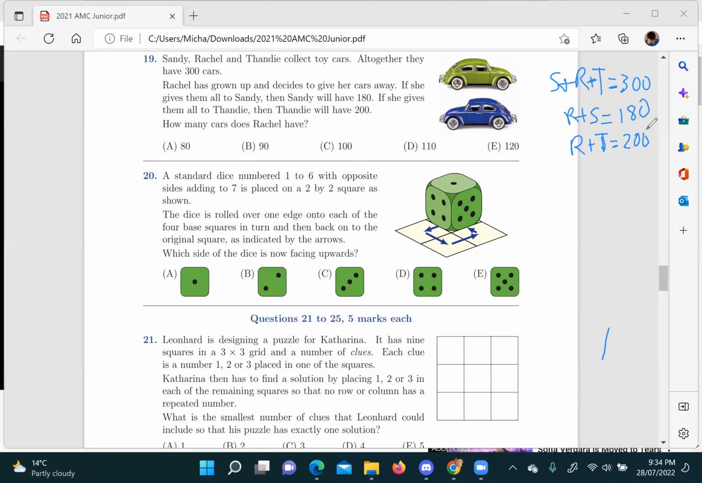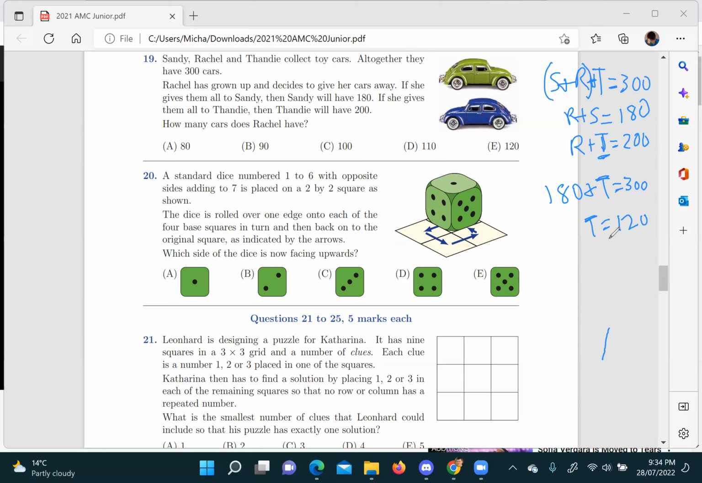So you could do a lot of things here. You could think of this as R plus S here is 180. So then this is 180 plus T equals 300. Which makes T equals 120, right? And if T is 120, then R plus 120 is 200, so R is 80, yeah? Is that what you did?